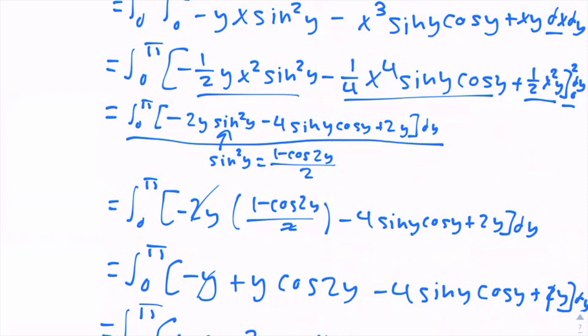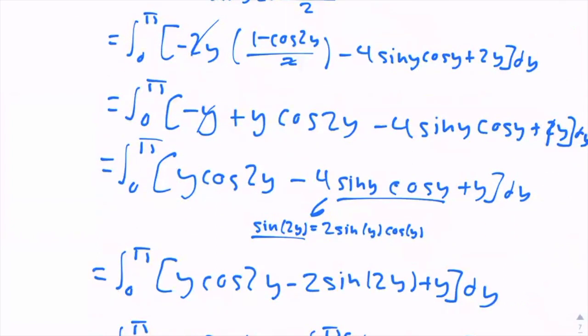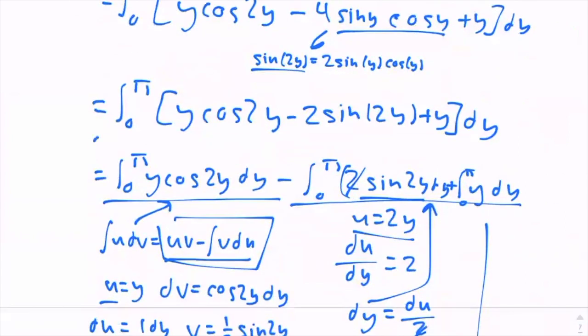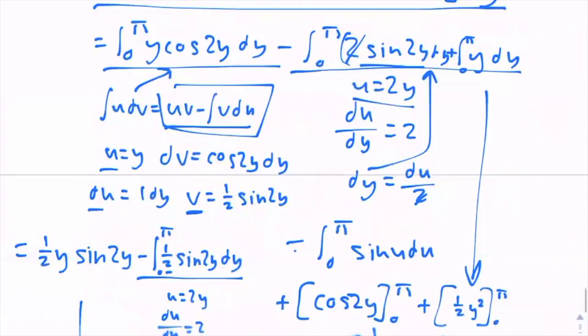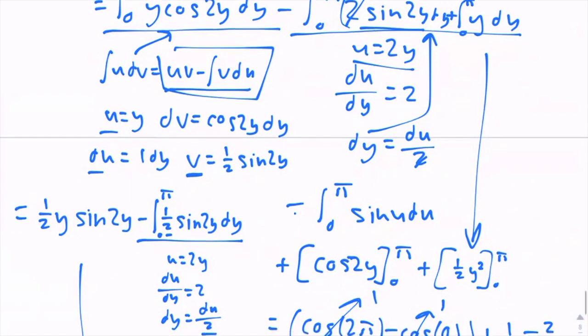In specific, sine squared y is equal to (1 minus cosine 2y) over 2, and also sine 2y is equal to 2 sine y cosine y. And when we did that, we got this value, the integral from 0 to pi of y cosine 2y minus 2 sine 2y plus y dy. And once again, the integration was not the nicest, but we split this up into two integrals, one for parts and one for just normal u-sub and regular integration.